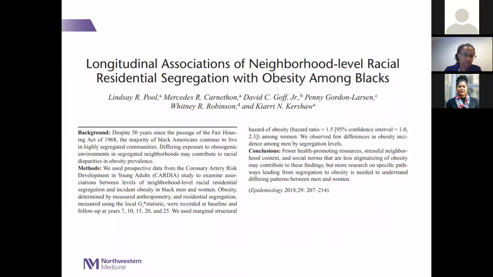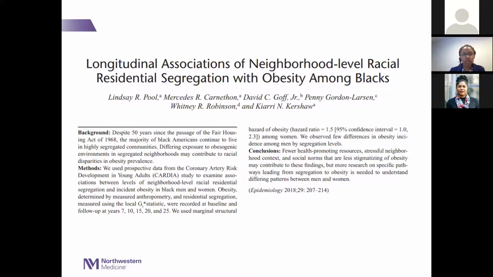Another study that we did was looking at segregation and obesity. This was done in the Coronary Artery Risk Development in Young Adults study, the CARDIA study. In this study, participants were 18 to 30 years old at baseline, which was in the mid-1980s, and were followed for 25 years. We leveraged this longitudinal design to look at segregation in three different ways. First at baseline, when they were young adults, often moving out of their parents' homes or out of college for the first time, and potentially still living with their parents. Then as a time-varying measure that updates over time, and also as a cumulative measure, which is an average of the segregation scores across time points.